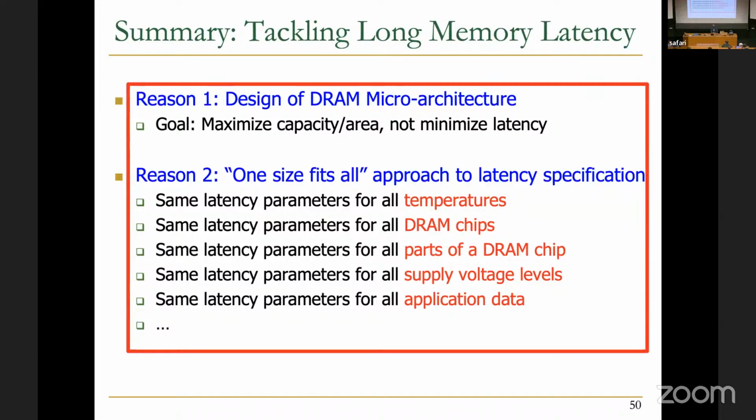And yes, as you mentioned, as technology scaling continues, this variation increases. And that's what we see in our results also. Does that make sense? Yeah.